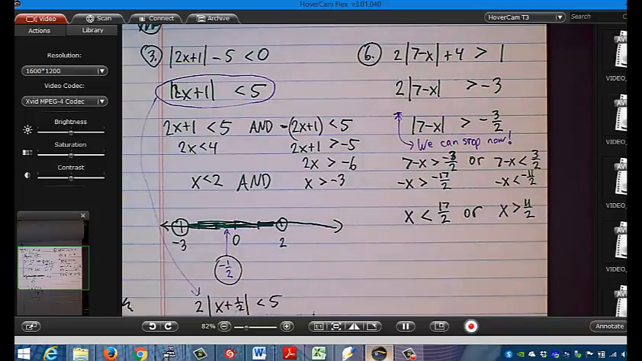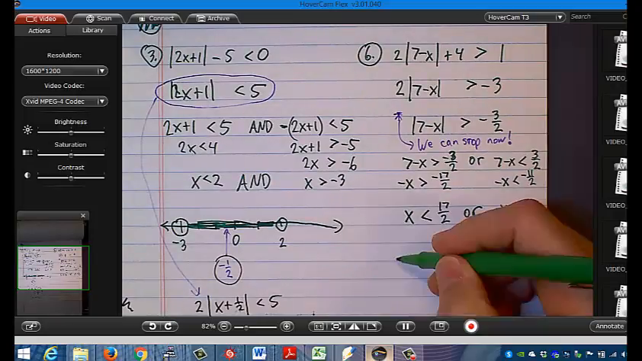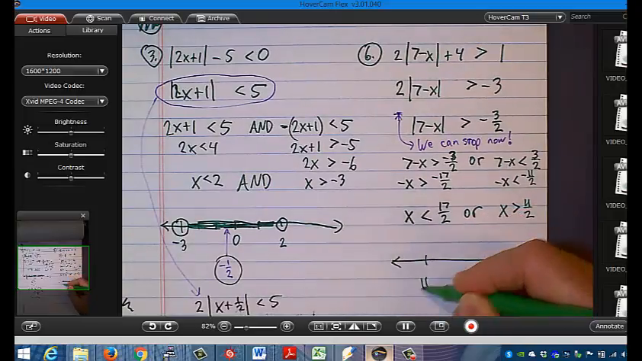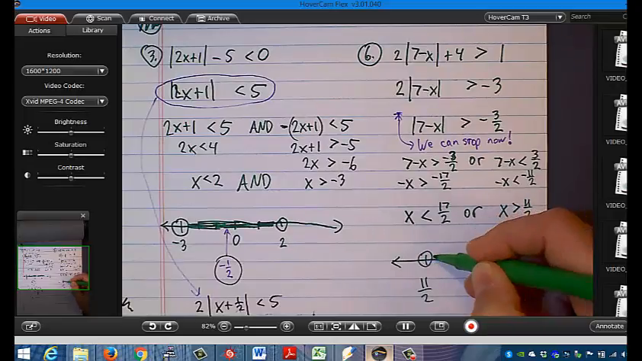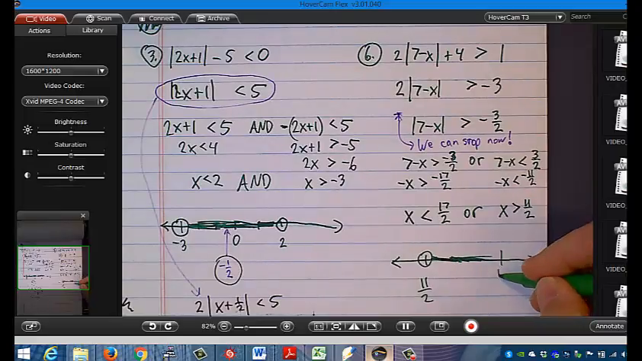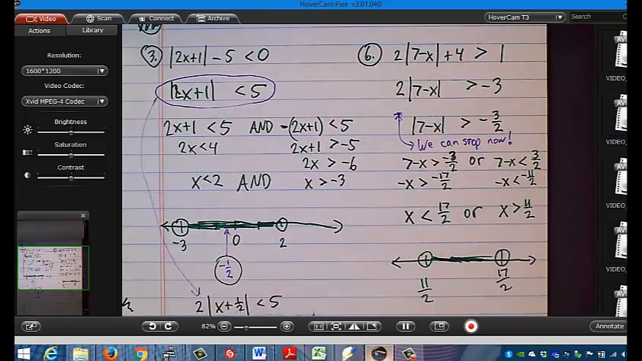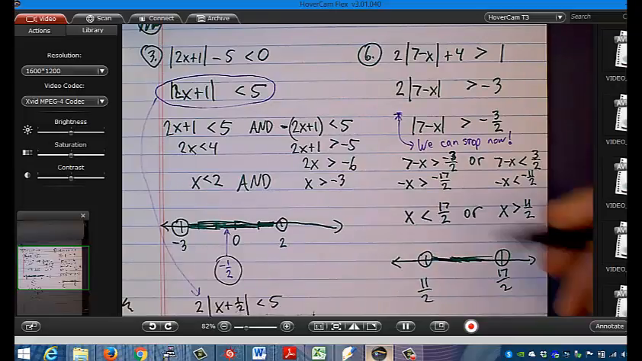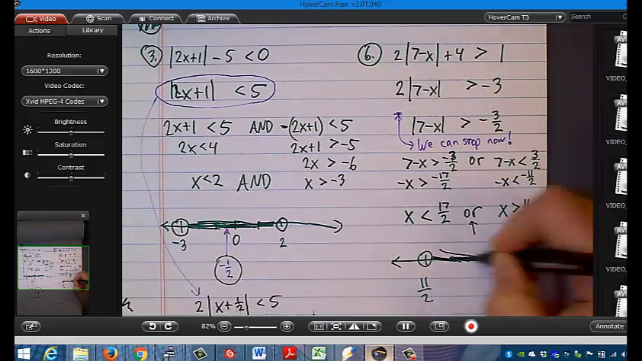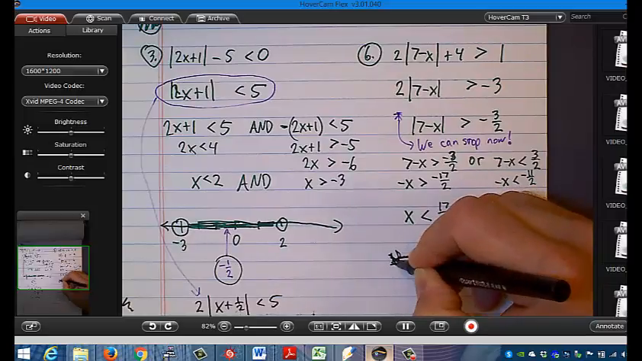This okay? And now I go ahead and draw my picture. And I say, well, over here is 11 halves. I have to be bigger than that, or less than 17 halves. Now the key here is that it says or, right? Or. That means you want all these guys and you want all these guys, because either or is okay.